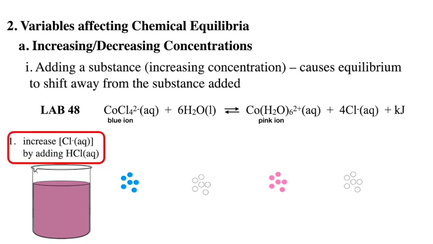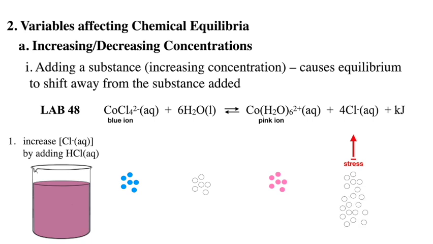I'm going to increase the concentration of chloride ions by adding hydrochloric acid. So let's say I stress the system out by adding chloride, hydrochloric acid. The H positive will be a spectator in this case, and the Cl negative is what's getting stressed in the system. By stressed, I just mean we pour a whole bunch more Cl negative into the system. That causes equilibrium to shift away from the substance we just added.